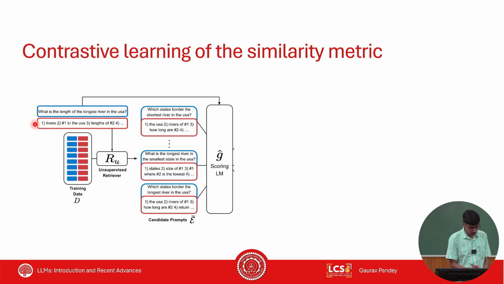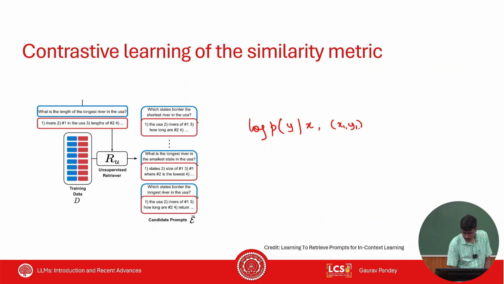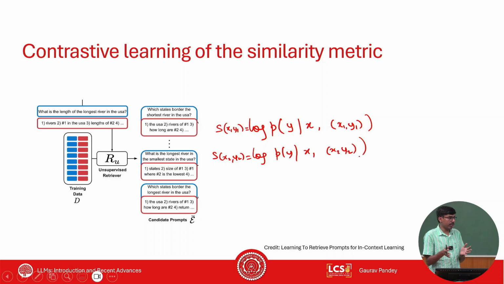So one thing you can do is compute the log probability of the ground truth output y given x and the example (x1, y1). This can be the score of example 1. Let me write this as score of (x1, y1). Similarly, score of (x2, y2) will be the log probability of y given x comma (x2, y2). So what it's capturing is: if I give example 1 as input, what is the score of my gold output? If I give example 2 as input, what is the score of the gold output?